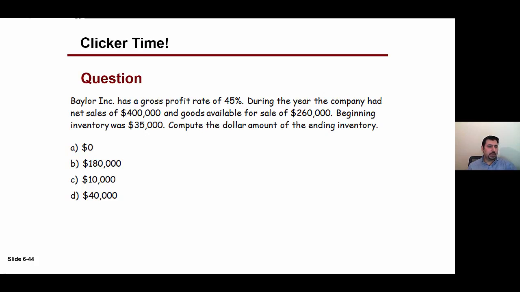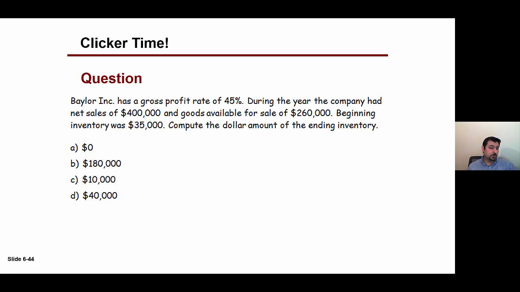This is a typical exercise where you are asked to calculate the amount of ending inventory. So Baylor Inc. has a gross profit rate of 45%. During the year, the company had net sales of 400,000, goods available for sale of 260,000, and beginning inventory of 35,000. We need to compute the ending inventory.